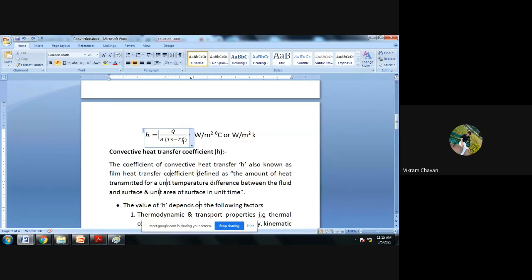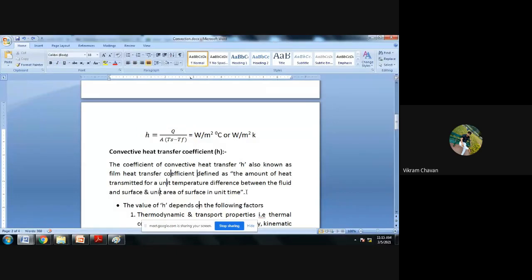Okay. So whatever the heat transfer happening when A is equal to 1 and Ts minus Tf is 1, in a unit time, that heat transfer will be considered as the convective heat transfer coefficient. So we can define this convective heat transfer coefficient as the amount of heat transmitted for unit temperature difference between the fluid and surface, and unit area available for the heat transfer, unit area of a surface in unit time.